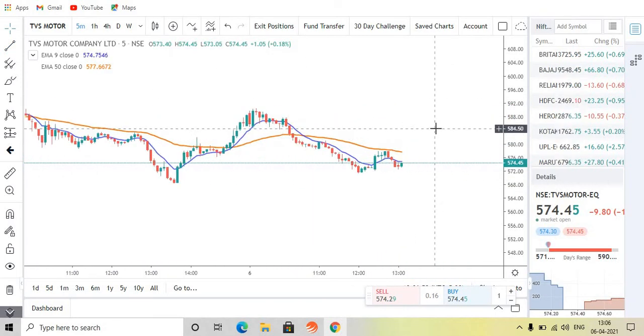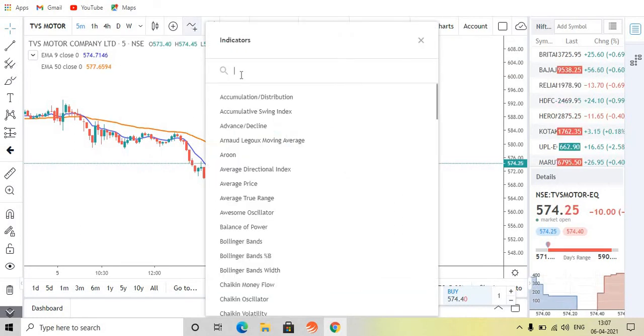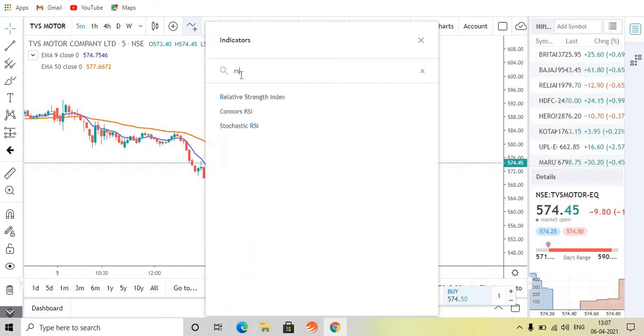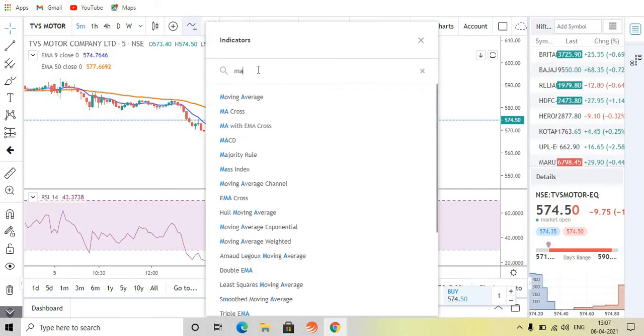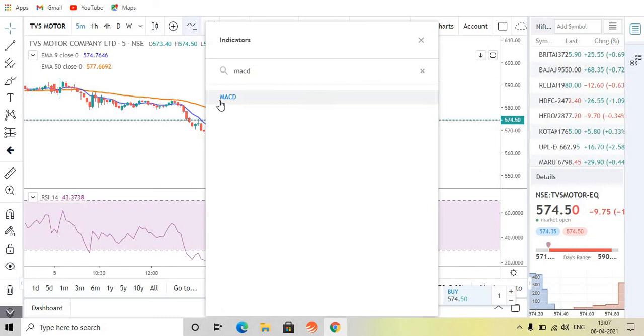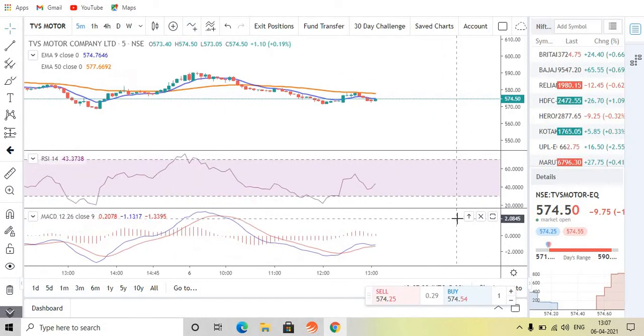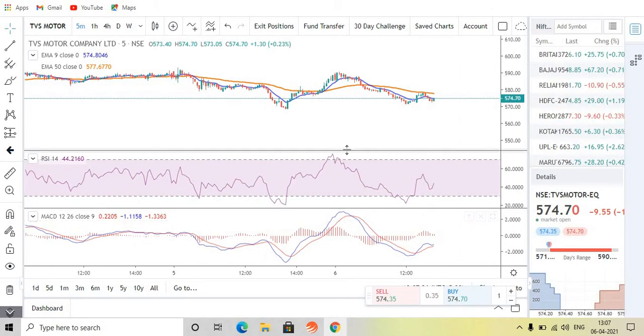Now I will show you adding one more indicator. Say for example, I am adding RSI. I'm going to add MACD. See now how the chart looks, right? So this is how we add indicators.